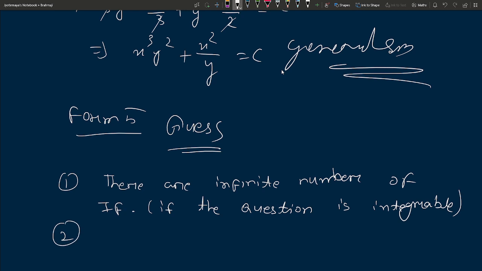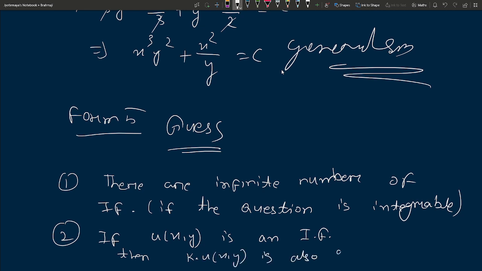And the second important thing is, if u(x,y) is an integrating factor, then some constant into u(x,y) is also an integrating factor.